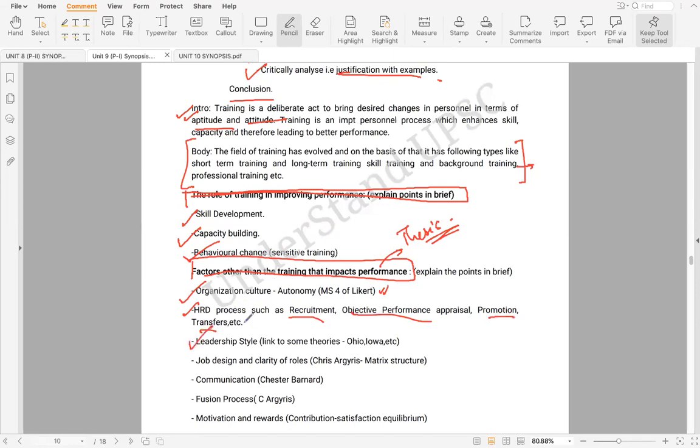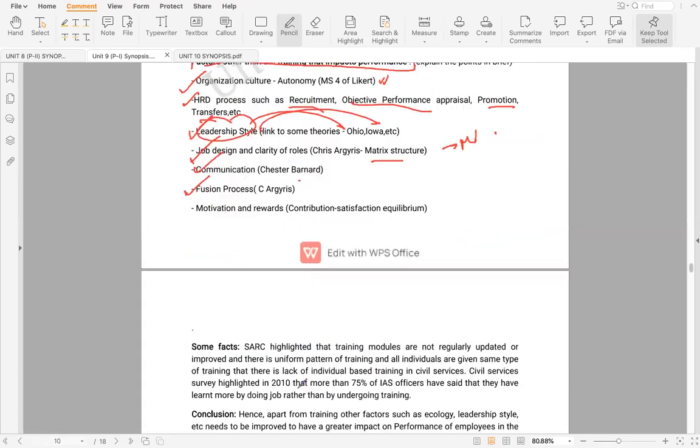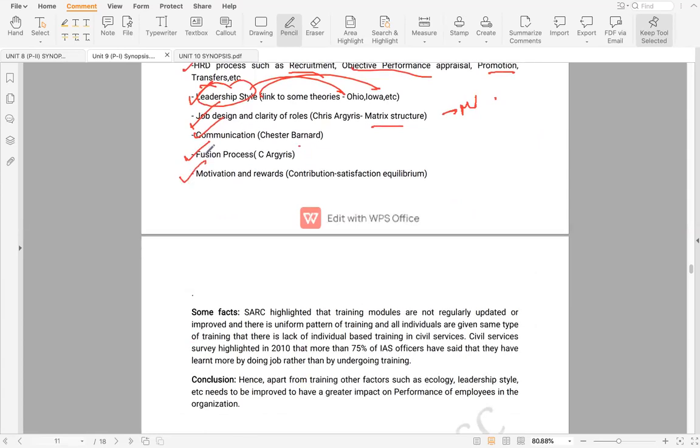The style of leadership. Now here you can try to bring in any thinker from the leadership theories, job design and clarity of roles, Chris Argyris's matrix structure, or MP4 is matrix organization, communication as per Chester Barnard, fusion process of Chris Argyris, motivation and rewards. So you have inducements, etc. Right? Give out some facts.